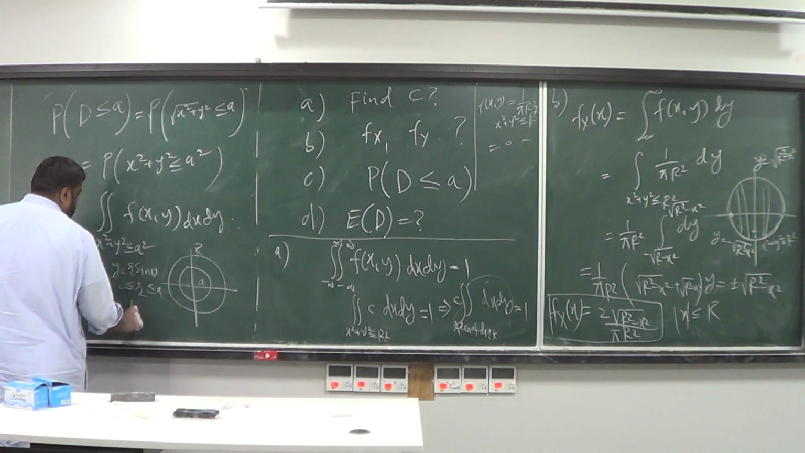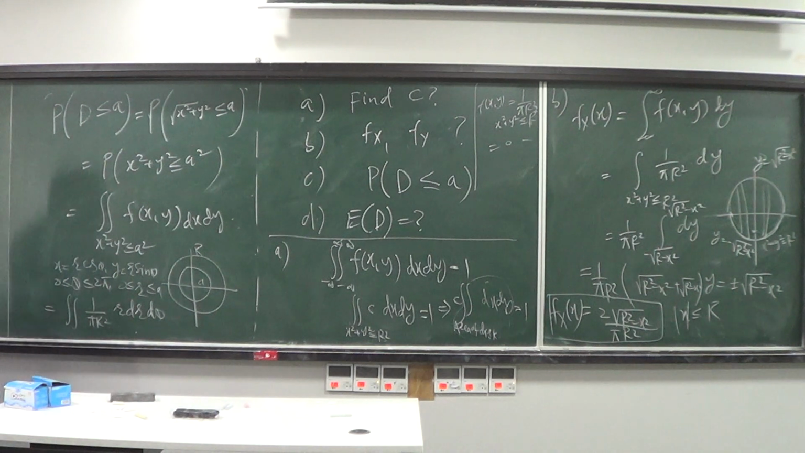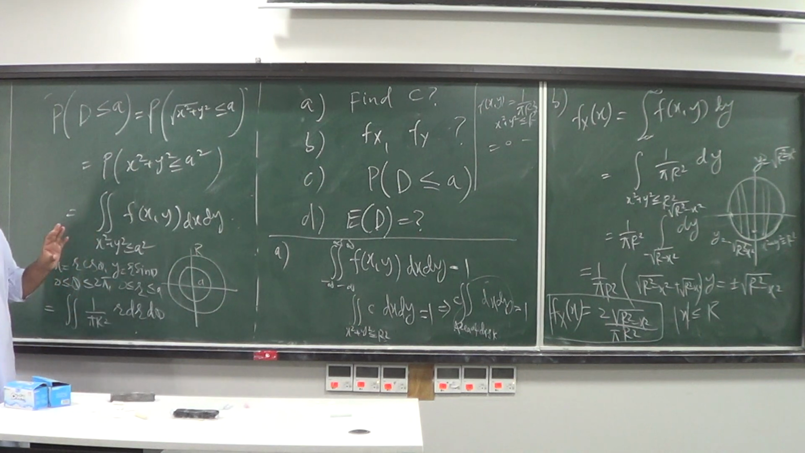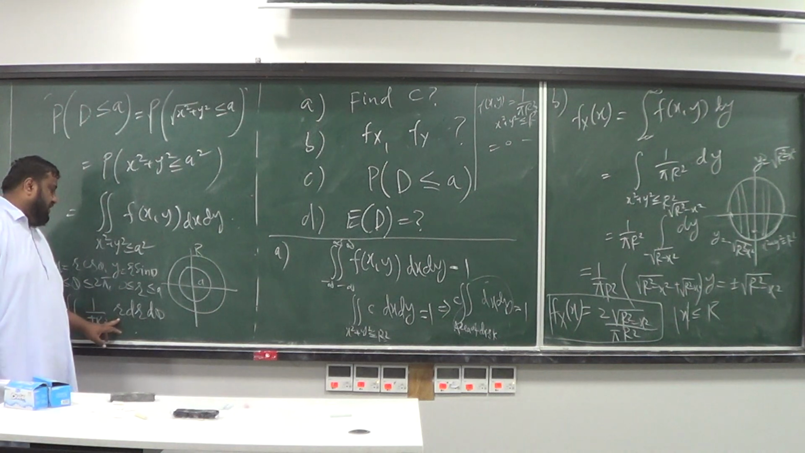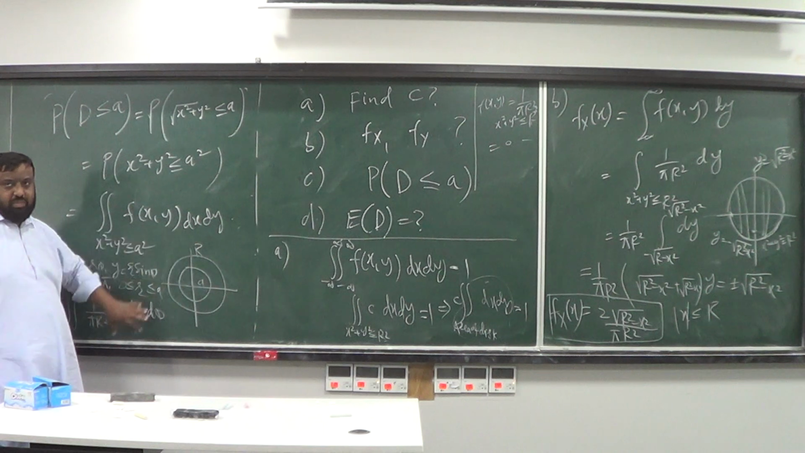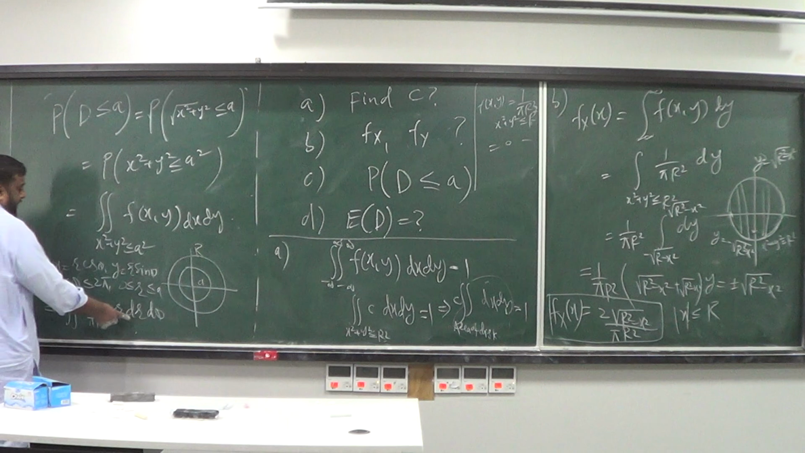r dr d theta. I hope you understand that when dx dy is replaced with polar coordinates, you write r dr d theta, because r is really the Jacobian. It's the Jacobian when you do the change of variable, the substitution that you're making. Okay. r goes from where?